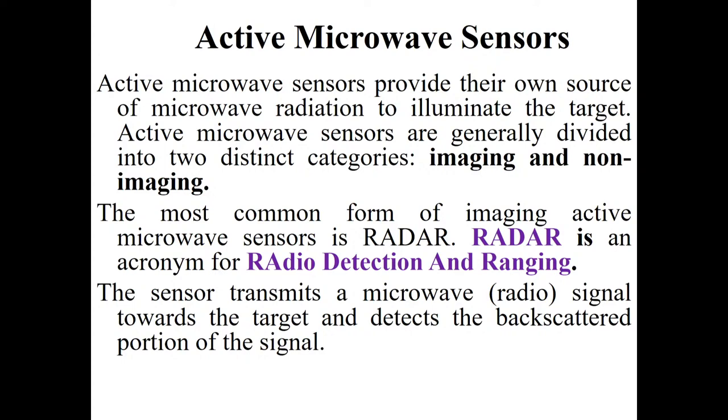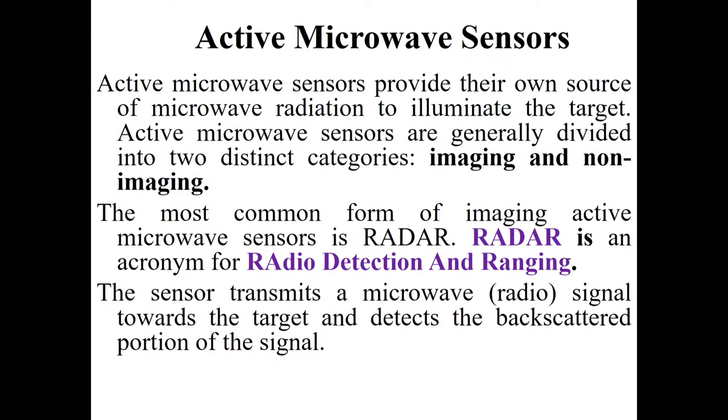In active microwave sensors, active microwave sensors provide their own source of microwave radiation to illuminate the target. They are not depending on the radiation of the earth surface, or on any other source of energy, like in the case of optical multispectral. Here the sensor will have its own capability to generate the electromagnetic pulses.